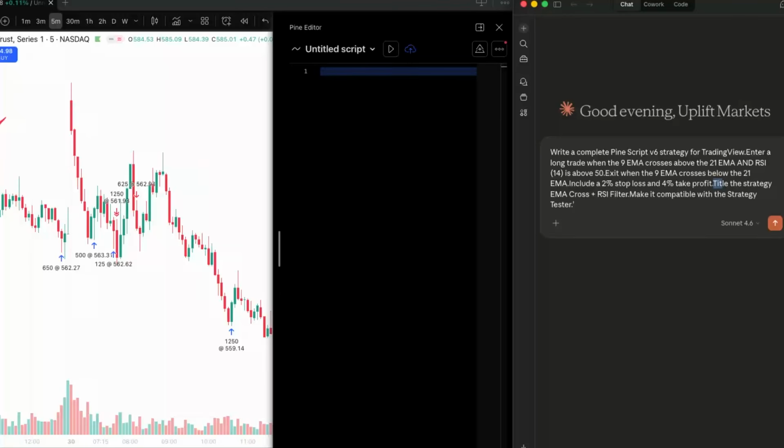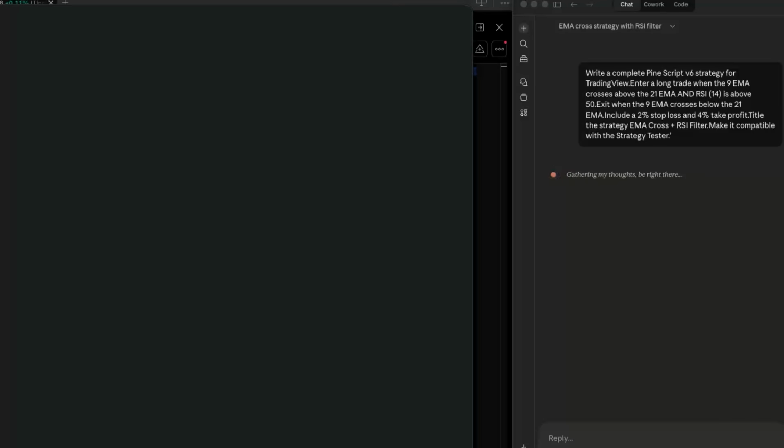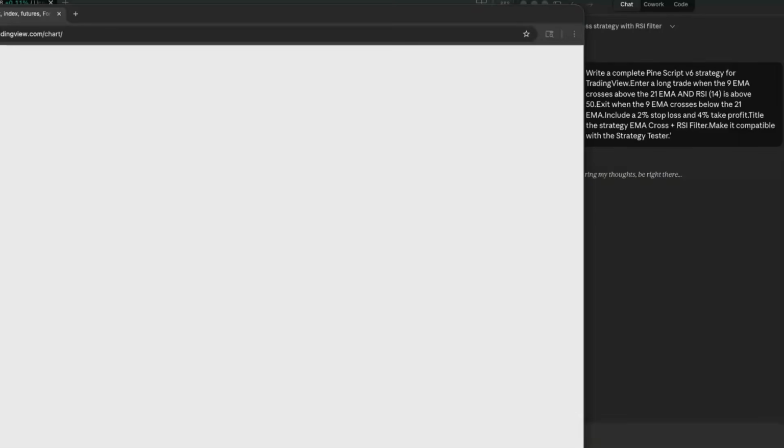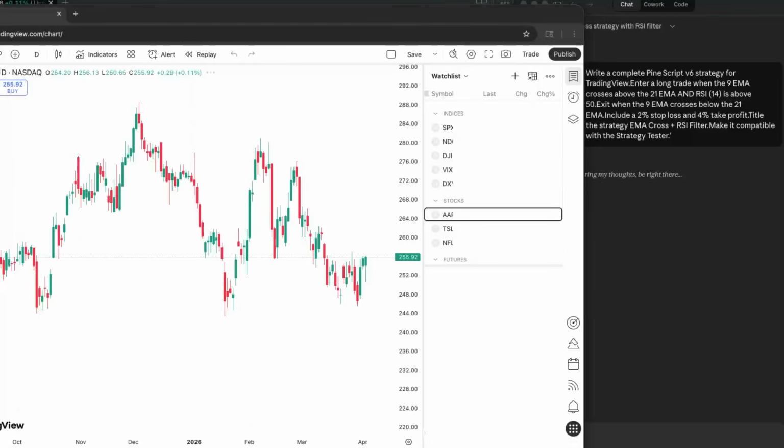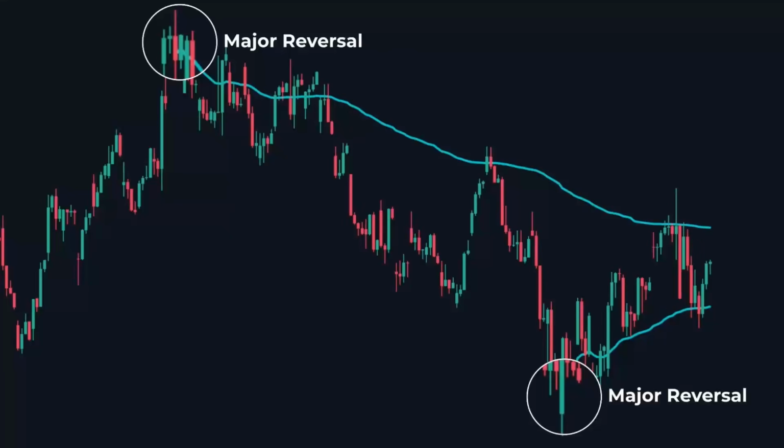I typed one sentence into Claude AI, and it built me a complete TradingView strategy with entries, exits, and visual signals, all in under 5 minutes. But here's what actually shocked me. When I ran the backtest, it simply worked.